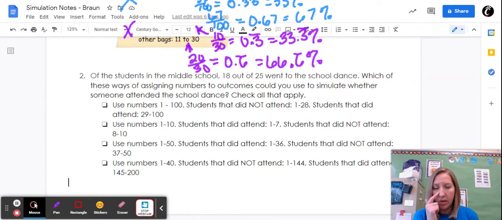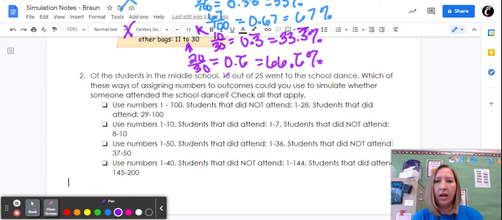It says of students in the middle school, 18 out of 25 went to the school dance. We want to focus on that 18 out of 25. All right. Which of these ways of assigning numbers to outcomes could you use to simulate whether someone attended the school dance? And we're going to check all that apply.